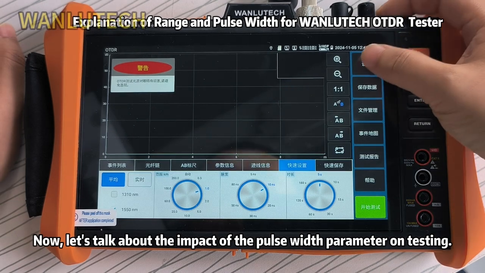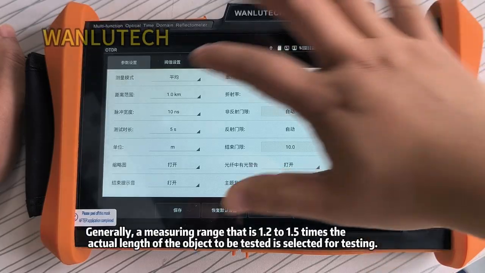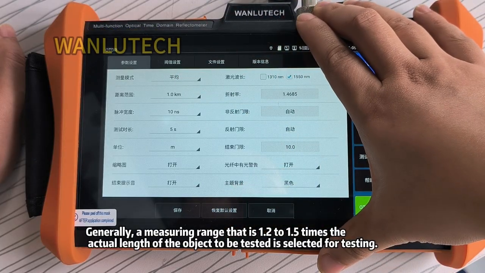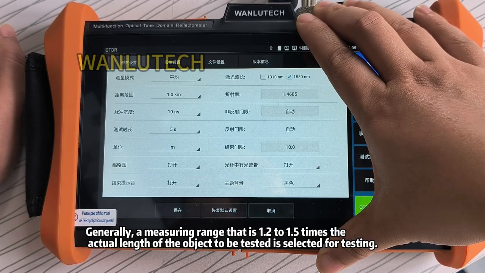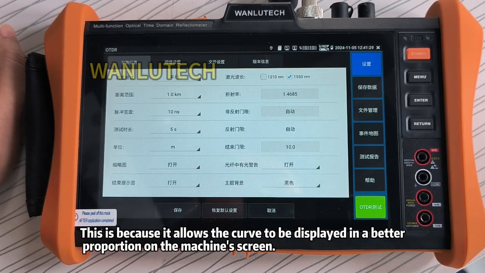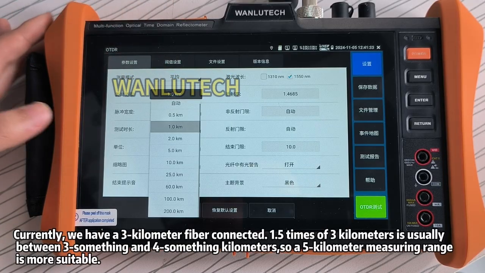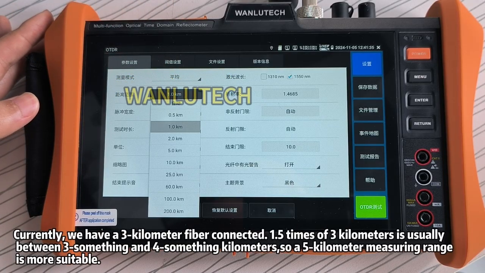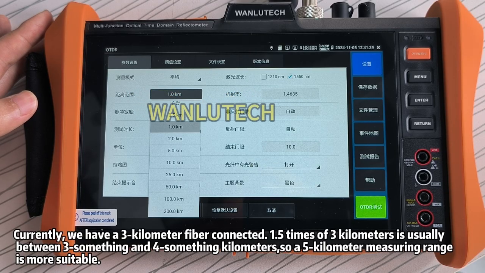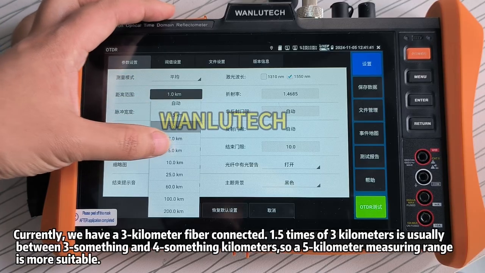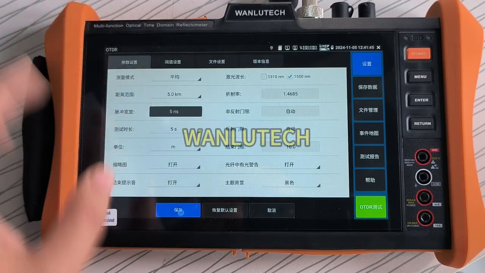Now, let's talk about the impact of the pulse width parameter on testing. Generally, a measuring range that is 1.2 to 1.5 times the actual length of the object to be tested is selected for testing. This is because it allows the curve to be displayed in a better proportion on the machine's screen. Currently, we have a 3-kilometer fiber connected. 1.5 times of 3 kilometers is usually between 3-something and 4-something kilometers, so a 5-kilometer measuring range is more suitable.